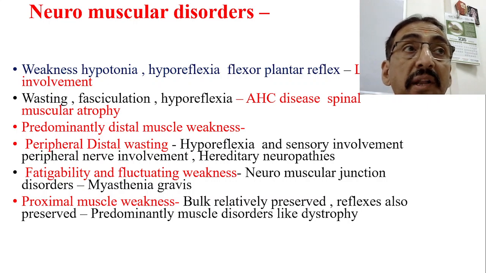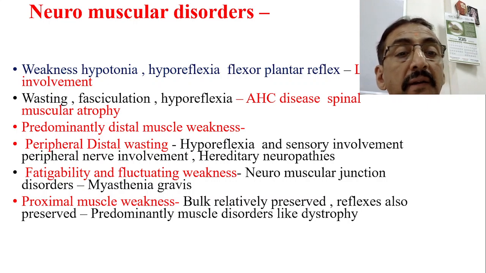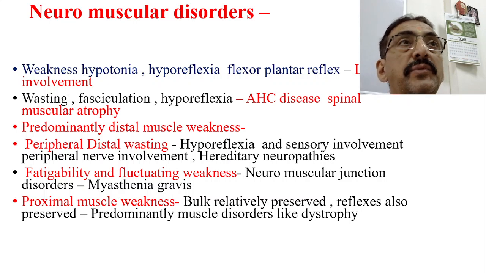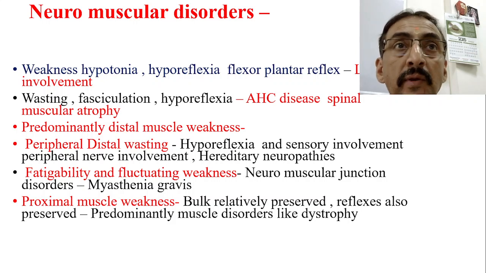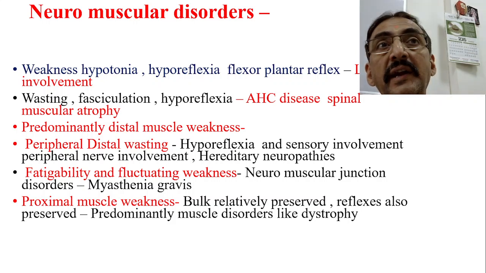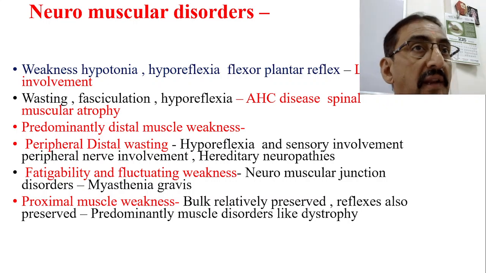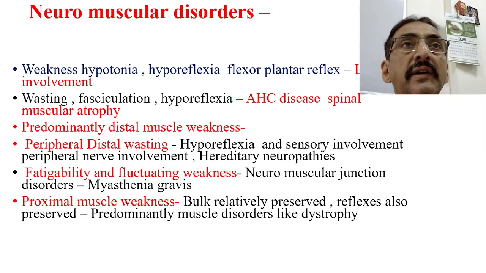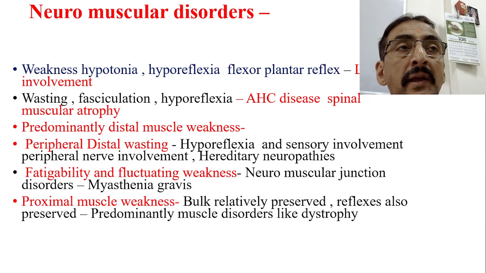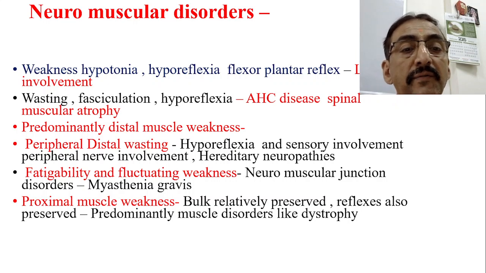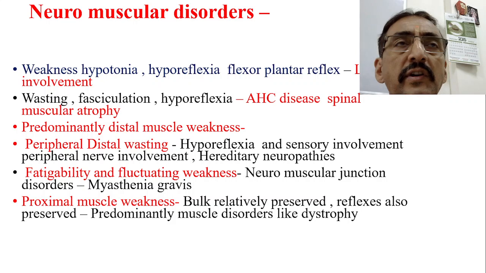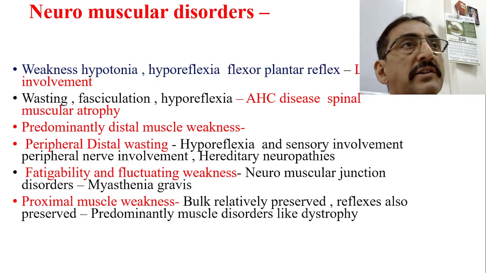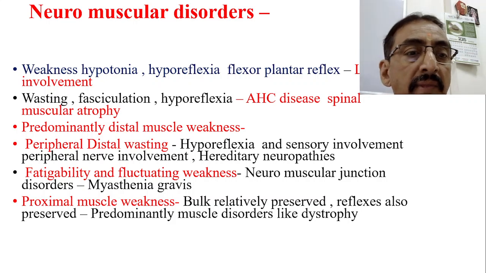Fatigability and fluctuating weakness. Suppose the weakness is fluctuating. In the morning hours there is no weakness, but after 2 or 3 hours the weakness is more. Or in the morning hours there is no weakness, but in the night hours he is feeling so much weakness in the limbs. So this is called fluctuating weakness, or waxing and waning type of weakness. Okay, the fatigability is fluctuating, a waxing and waning type. This is very common in neuromuscular junction disorders, for example, myasthenia gravis.